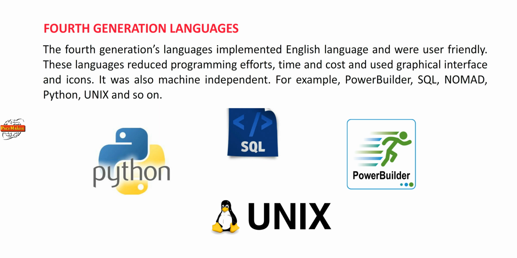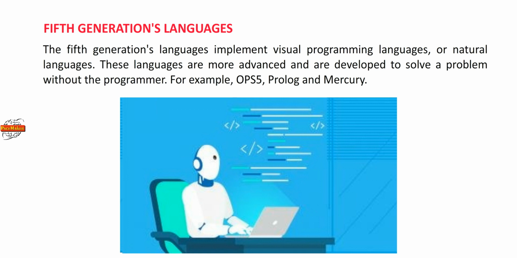Fourth generation languages implemented English language and were user-friendly. These languages reduced programming efforts, time and cost, and used graphical interface and icons. It was also machine independent. For example, PowerBuilder, SQL, Nomad, Python, Unix, and so on. Fifth generation languages implemented visual programming languages or natural languages. These languages are more advanced and are developed to solve a problem without the programmer. For example, OPS5, Prolog, and Mercury.